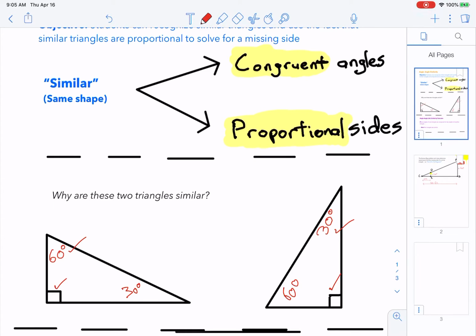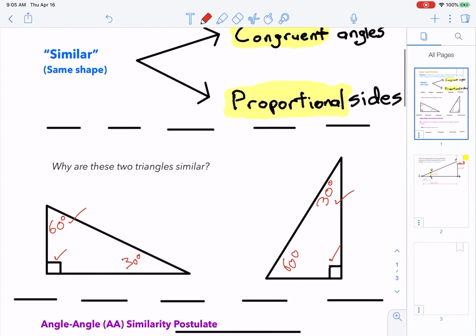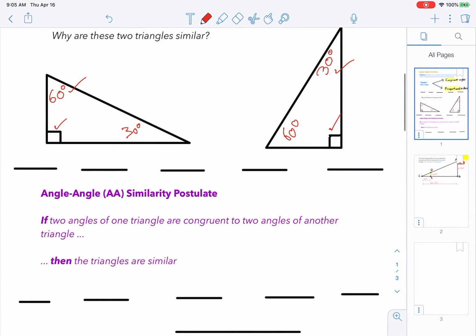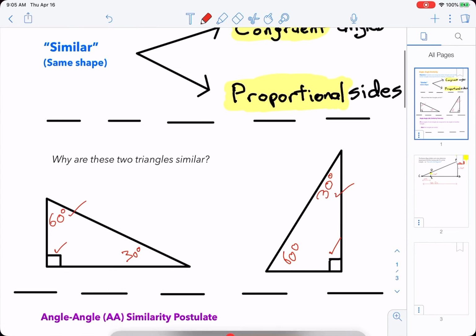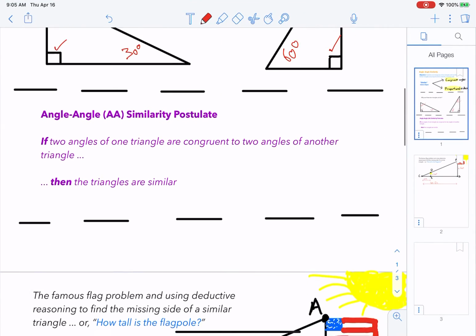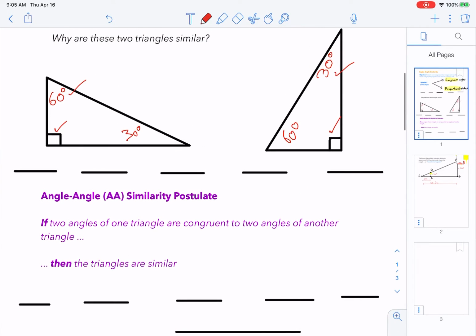I'm not going to go out and take a ruler and measure the sides, but if you were to measure the sides, and if these were in fact similar, you would find that the sides are proportional. This gets us to something called the angle-angle similarity postulate, which says this: if two angles of one triangle are congruent to two angles of another triangle, then, as you just saw in the example, all the angles are going to be congruent, and in fact the triangles are similar.